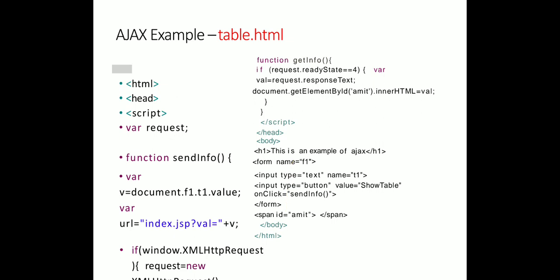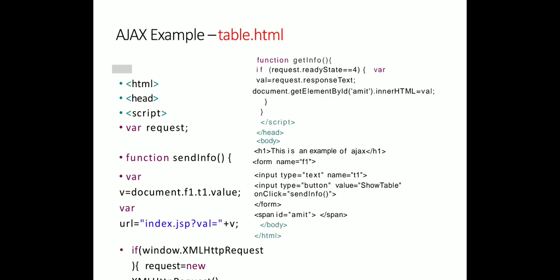New, here the constructor has been created. Then the function getInfo is started. If request.readyState equals 4, the variable val will be equal to request.responseText. So what will be the response text? We will see document.getElementById("amit").innerHTML equals val. Okay, so the script tag I have closed, and the head tag also closed. So this is your head tag information.